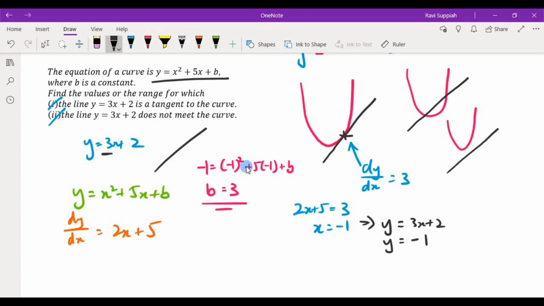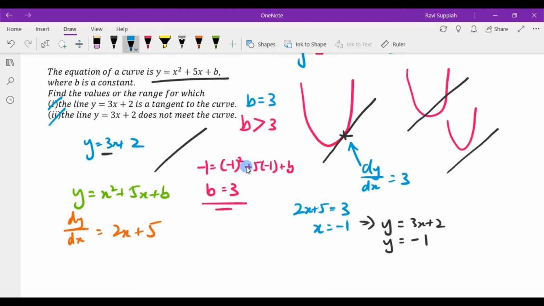But if the curve shifts higher, then there will always be a gap between the curve and the line. So the way for the curve to move higher is when the value of b, the constant, which is actually the y-intercept, where it touches the y-axis, keeps increasing. So in order for the line y equals 3x plus 2 to not meet the curve, the range of values would be when b is greater than 3. For it to meet at exactly one point, that means to be a tangent, the value is when b equals 3.